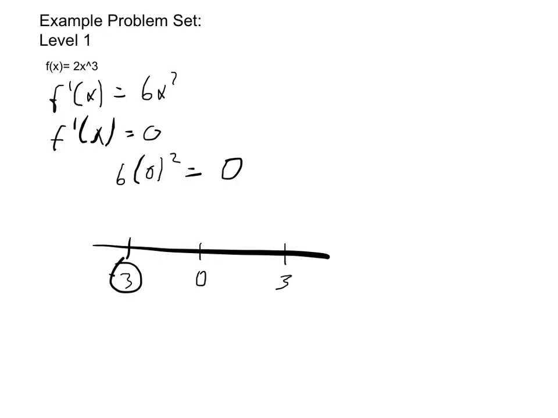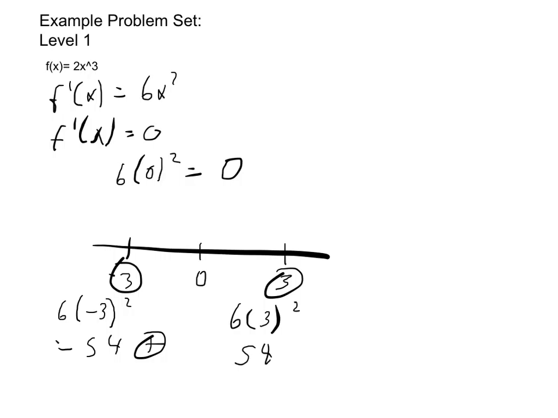So 6 times -3 squared is going to come out to 54, which is a positive number. And then we're going to plug in 3, which is going to give us 6 times 3 to the power of 2, and that's going to be positive 54. So that's going to give us another positive number.